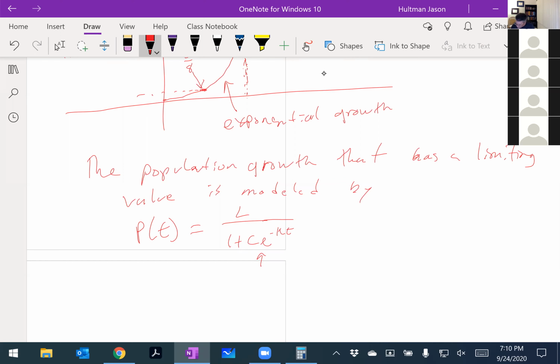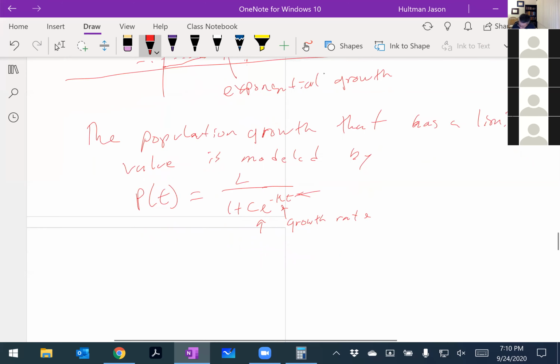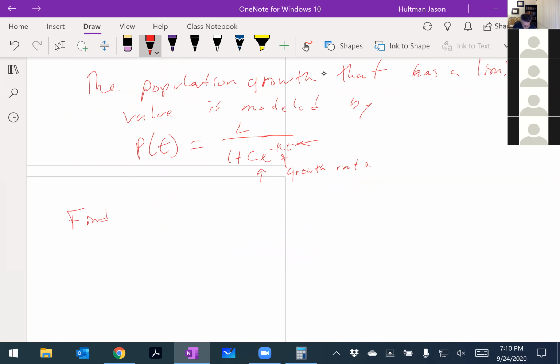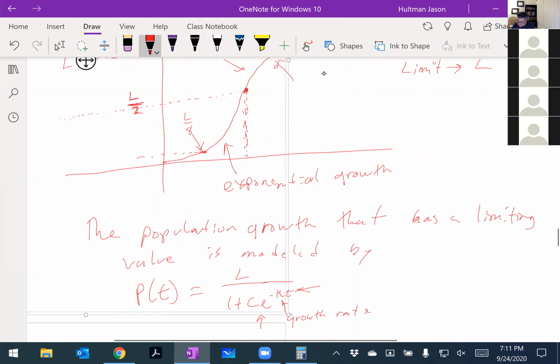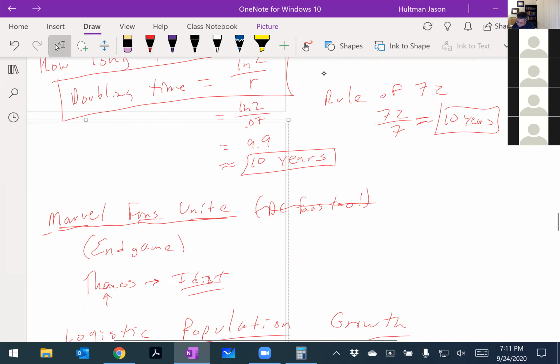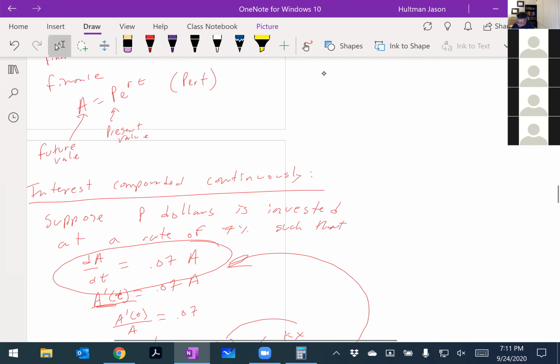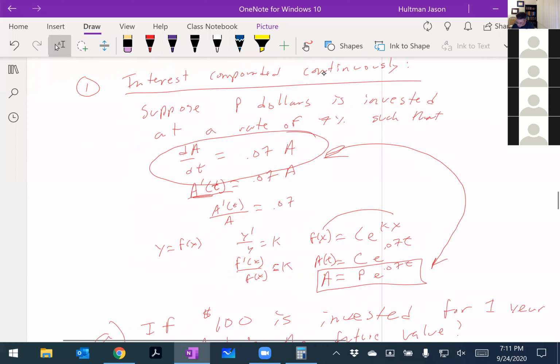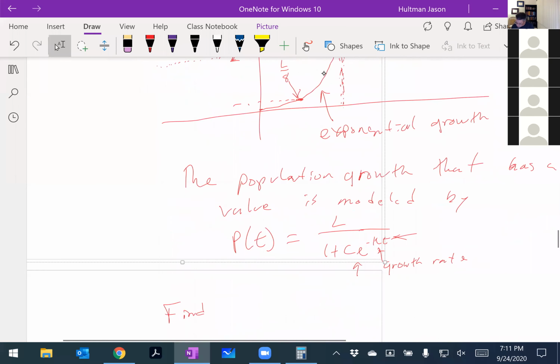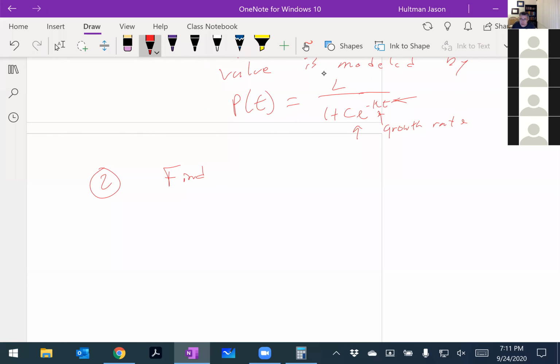Okay. K is the growth rate. This is the growth rate. And t is time, obviously. And C is our initial amount. It's our initial population. Okay. We want to find for our last, I don't even know what number we're on anymore. I lost my numbering. Number 2? I guess we're on number 2. Okay, number 2.